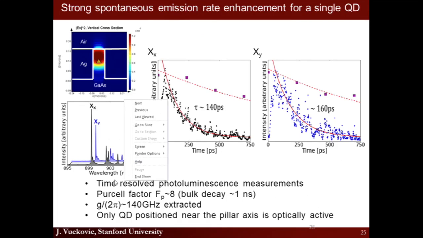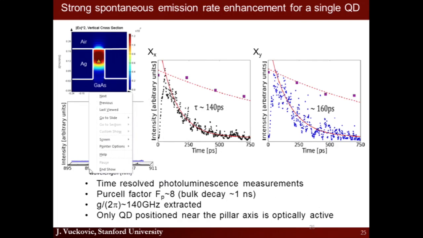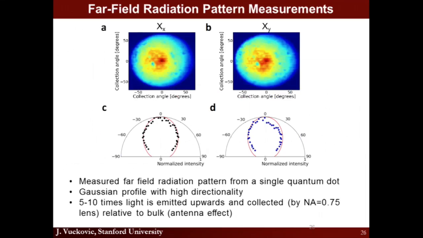So what you see here is the time-resolved measurement for excitonic lines inside of this cavity, where Purcell enhancement, spontaneous emission rate enhancement of the factor of 8 is extracted. And we know from theory that coupling strengths, in this case, can be on the order of 140 gigahertz or so. We have also measured polarization of the output photons.